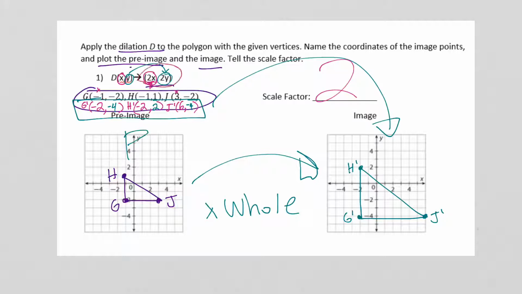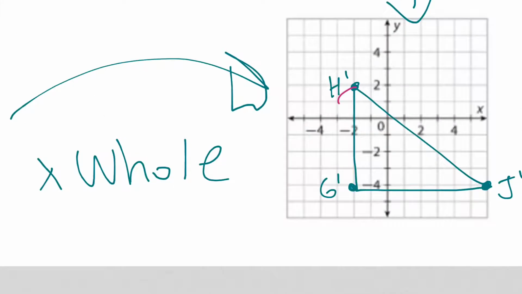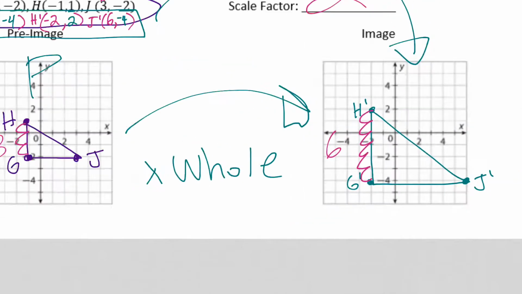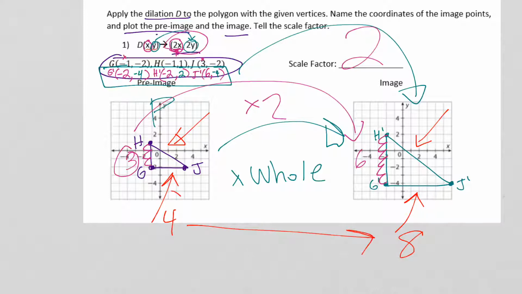So one is using the rule, you're going to know it's 2. And second is if I count the units from h to g, which is 3, and the units to their corresponding side, this is 6. What do they do to get from 3 to 6? They multiply it by 2. And if I count the units for gh and g prime h prime, you're going to notice that they went from 4 to 8. And if I use Pythagorean theorem and I find the diagonal hj and h prime j prime, you're going to notice that the common scale factor is 2 because all they're doing is multiplying the length of each segment by 2. It's doubling.